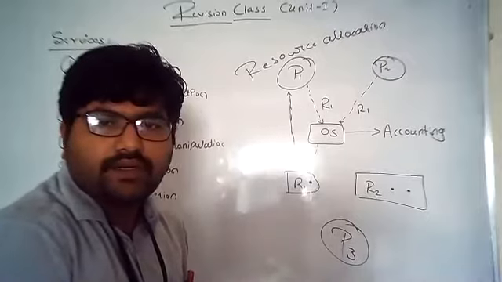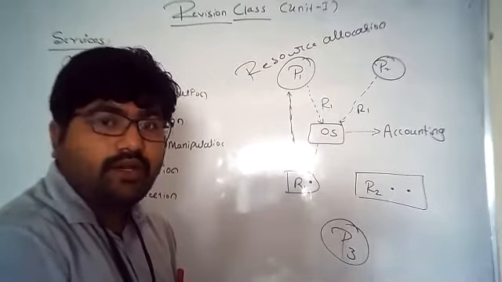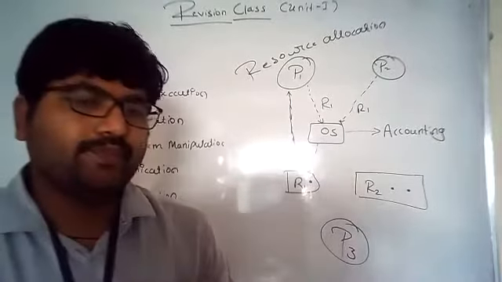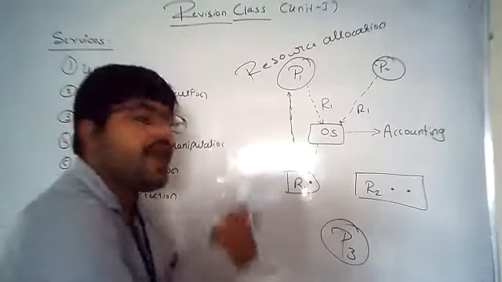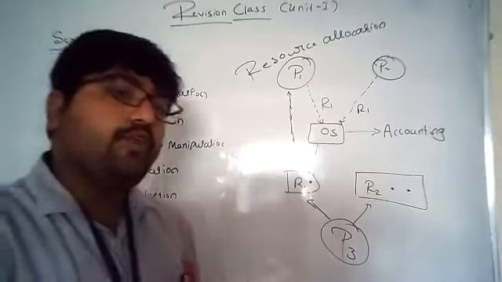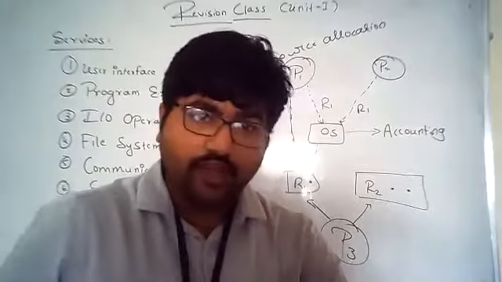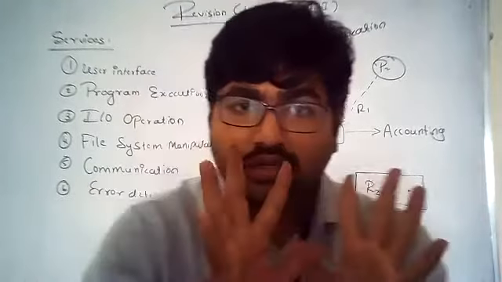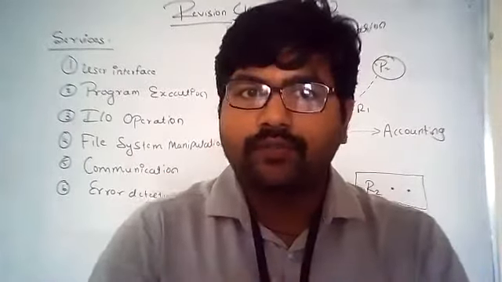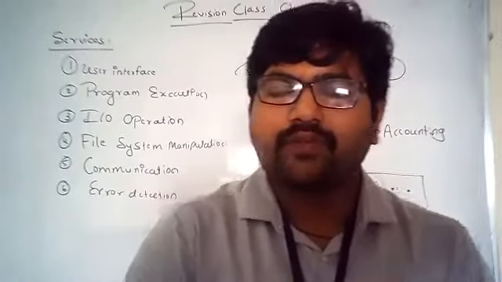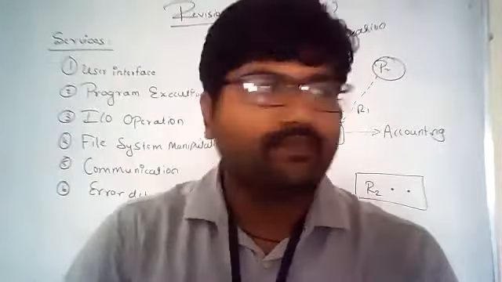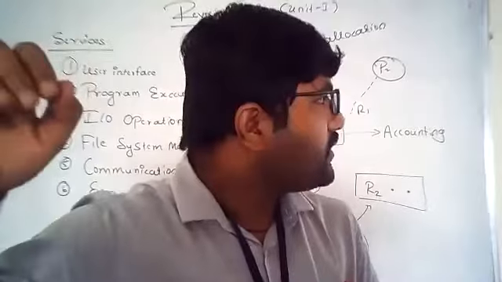P3 is not related to R1 and R2, but it tries to access R1. The OS already knows. Let me explain: a student who is not from the college enters it and tries to access the classroom. Is it possible? No, it is not possible, because a record is maintained of who is our student and who is from others.